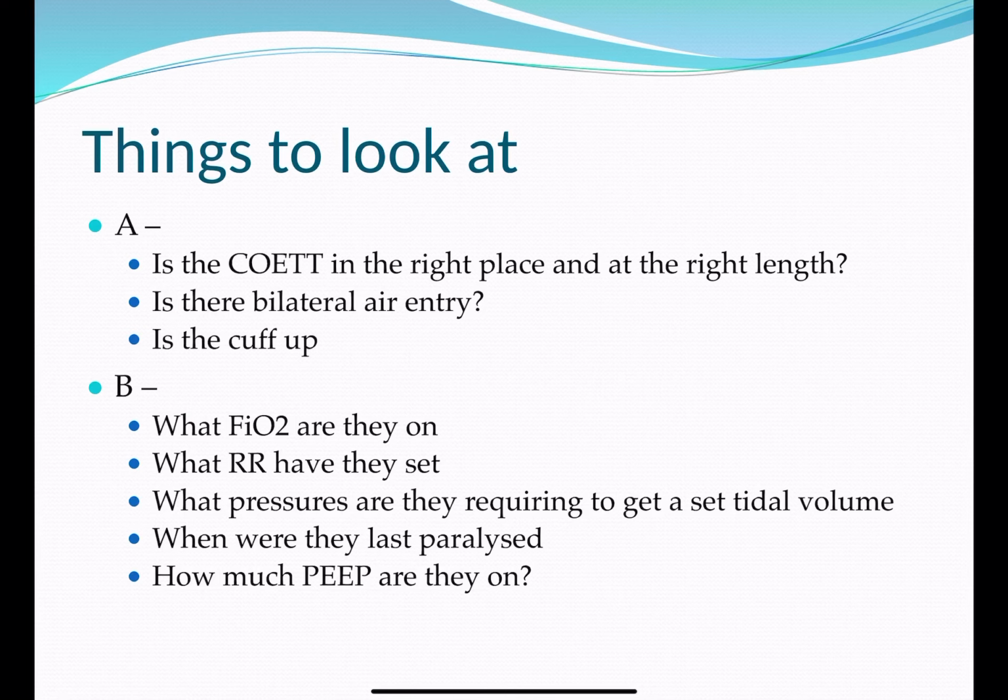Well, if you go back to my very first lecture, which was the basics of intensive care, I go through the systematic approach in which you should come to every patient that you get on the intensive care, from an ABC approach. Now, I'll only glance over this for this example because I really want to come onto the ventilator settings. But effectively, you look at the airway. You see, is the endotracheal tube in the right place? Is it the right length? Is there bilateral air entry? Is the cuff still up?